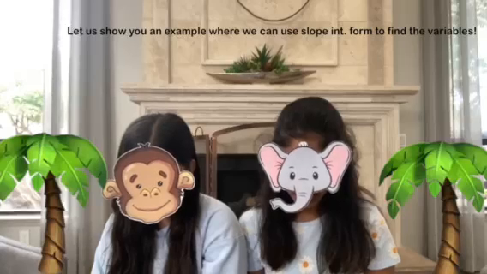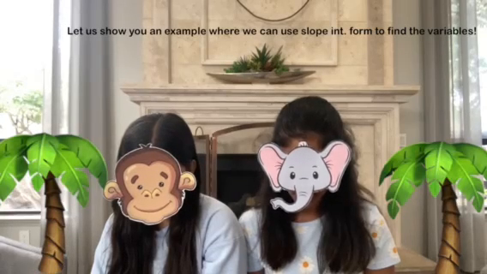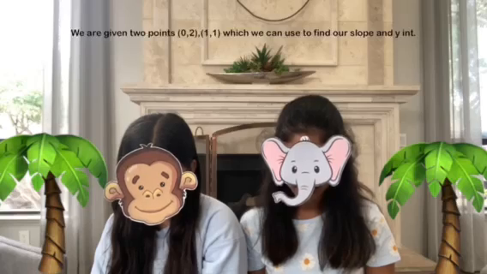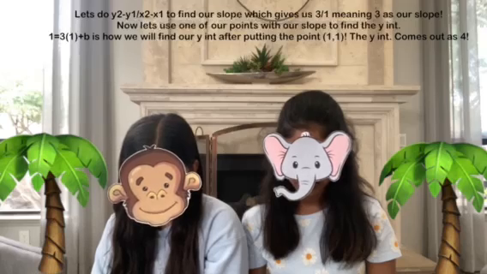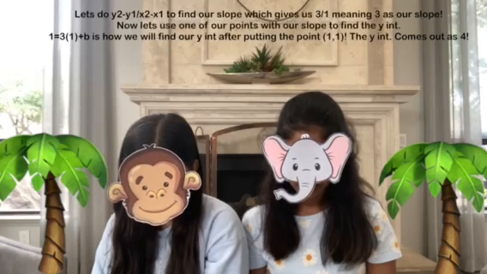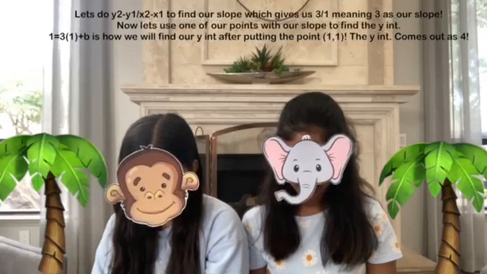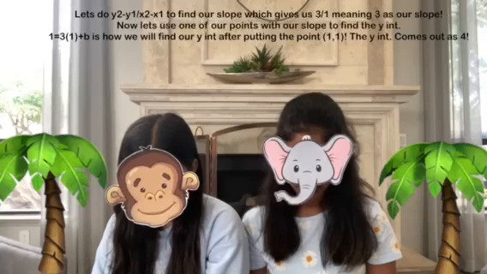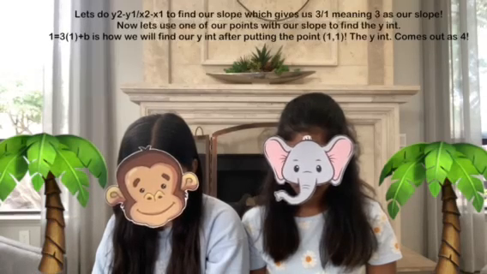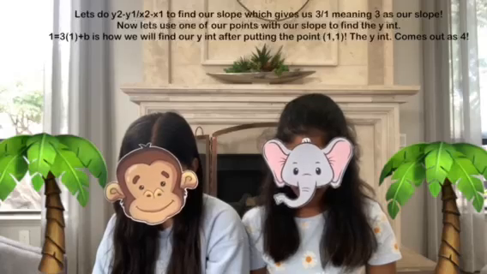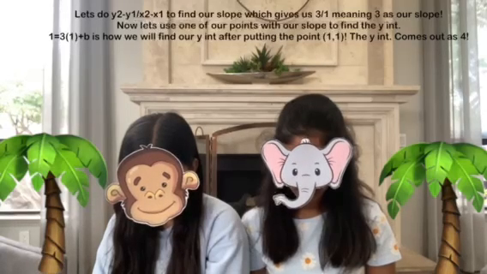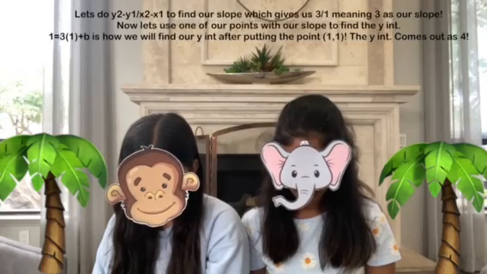Let us show you an example where we can use slope-intercept form to find the variables. We are given 2 points, (0, -2) and (1, 1), which we can use to find our slope and y-intercept. Let's do y2 minus y1 divided by x2 minus x1 to find our slope, which gives us 3 over 1, meaning 3 as our slope. Now let's use one of our points with our slope to find the y-intercept. 1 equals 3 times 1 plus b is how we will find our y-intercept after putting in the point (1, 1). The y-intercept comes out as 4.